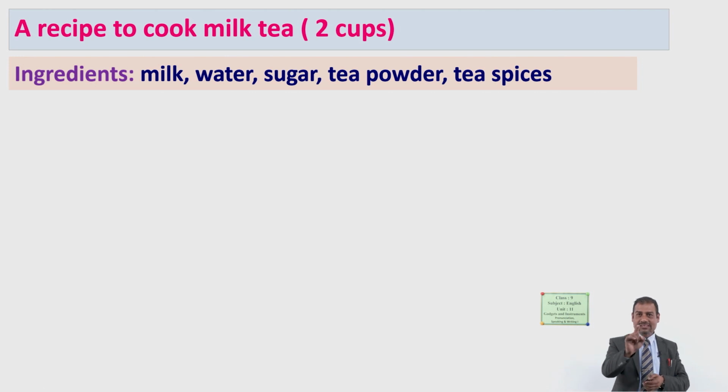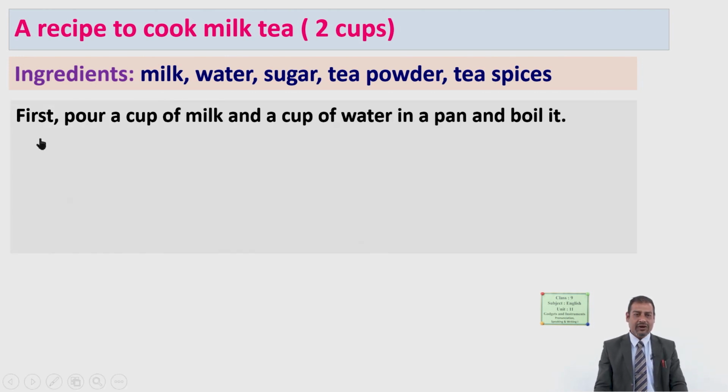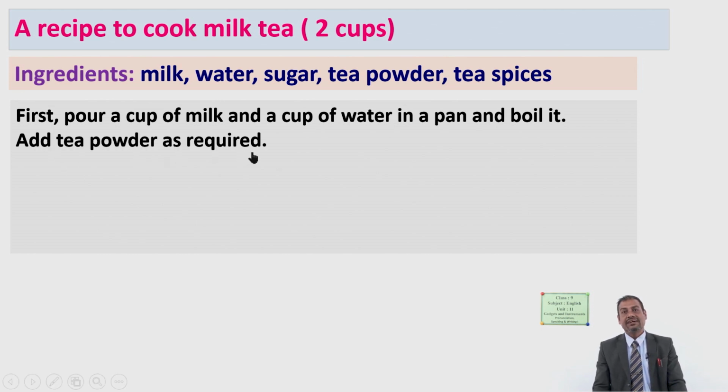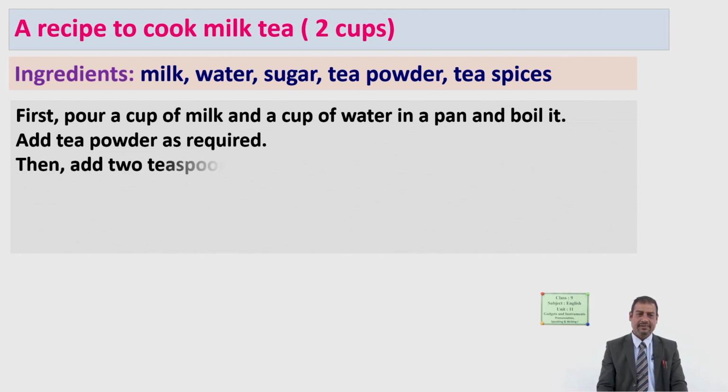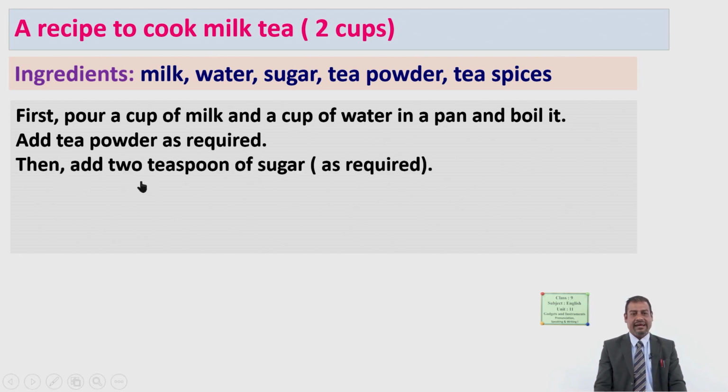So what is the first step that we have to do? Let me show you. First, pour a cup of milk and a cup of water in a pan and boil it. Then what next? All of you tell me. All right, add tea powder as required. Then what is next? Well done. Then add 2 teaspoons of sugar as required.